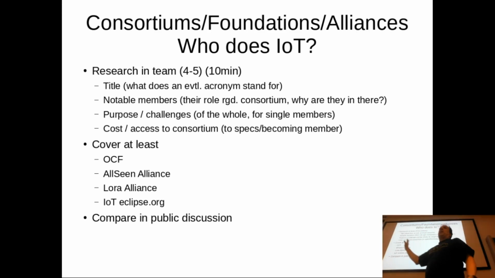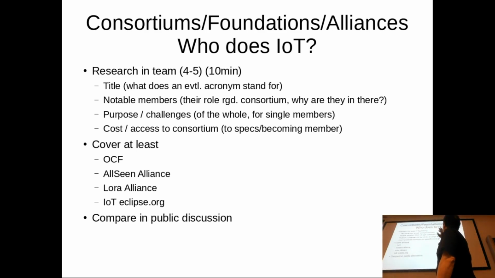And this is fine. Just pick some, but I definitely want you to take a look at some pre-selected ones I have picked, which is the OCF. You will figure out what this acronym actually means. The AllSeen Alliance, the LoRa Alliance, and look at the activities around Eclipse. It's a nice bridge activity between the open source and industrial sector. So Internet of Things, eclipse.org. It's a great name, but see what is actually there.